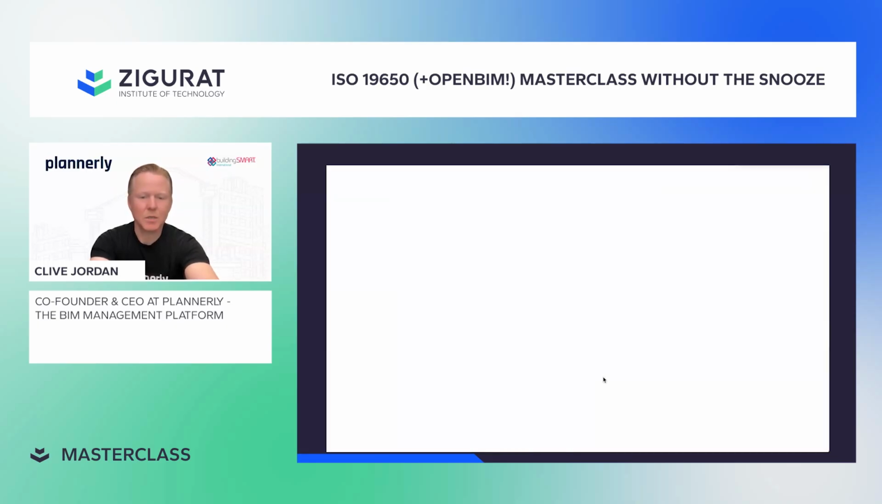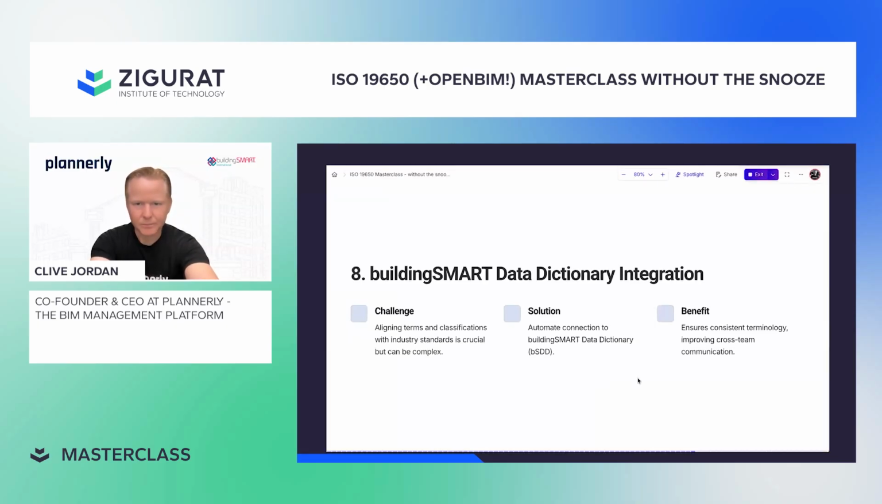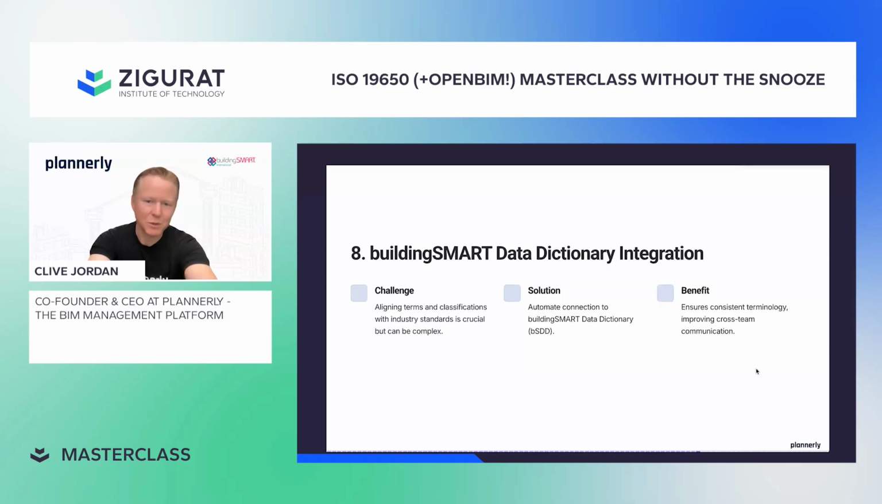So being hooked up to the Building Smart Data Dictionary, machine's running a bit slow, here we go, means that everyone's speaking the same language, everyone's using consistent terminology, and everyone's really able to focus on the important parts of the project rather than wondering and filtering and finding things.